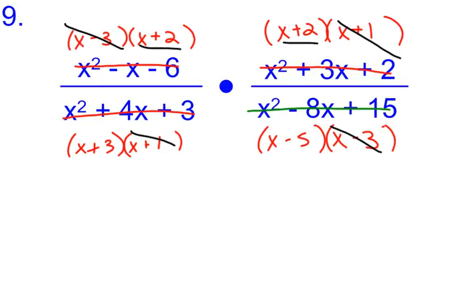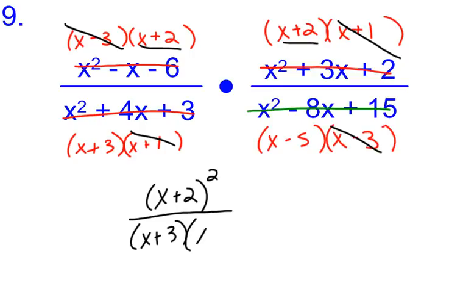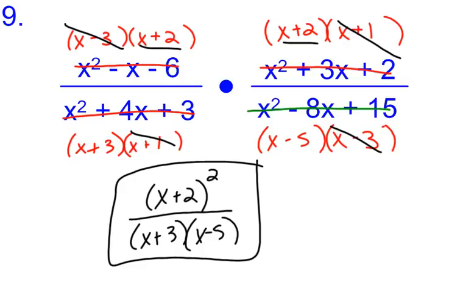So I would write my answer as x plus 2, and since I have 2 of them, I'm going to write quantity squared divided by x plus 3 times x minus 5. And there's my answer for that problem. Hopefully that made sense to you.